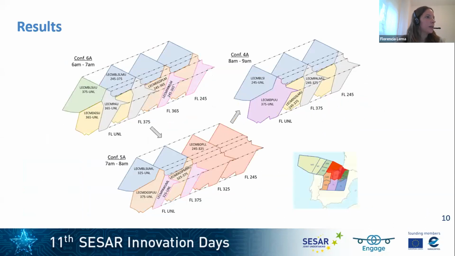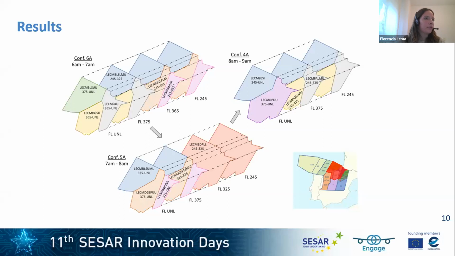And finally, I'd like to present the graphical representation of the configuration plan obtained for the solution scenario. We have three different configurations. The first one is formed by 6 configured sectors, and we go from this one to one configuration with 5 configured sectors. In this case, we see how the lower levels of the airspace are merged into just one configured sector, covering flight levels from 245 to 325.